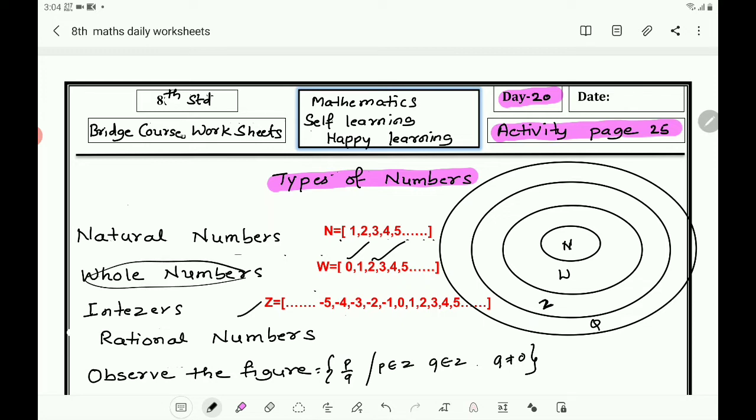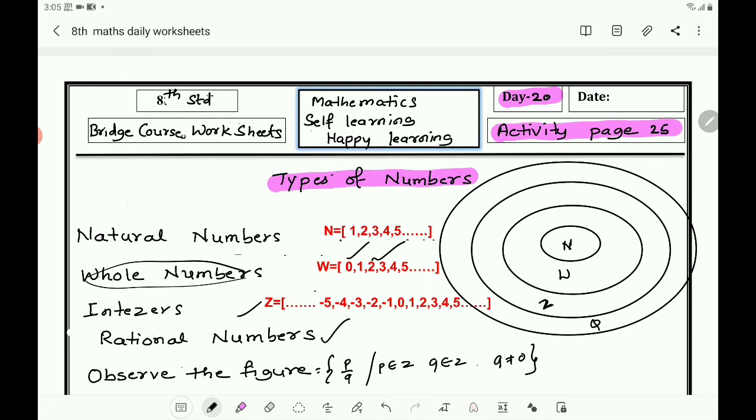Next, integers. The set of integers is a set in which natural numbers are there, 0 is there, and the opposites of natural numbers. Together it is called the set of integers. In the set of integers, natural numbers 1, 2, 3, 4, 5 and so on are there, and 0 is there. And the opposites of natural numbers mean negative integers. Natural numbers are the positive integers, and the opposites of natural numbers are the negative integers, and 0 is neither negative nor positive. So all these numbers combine to form integers.